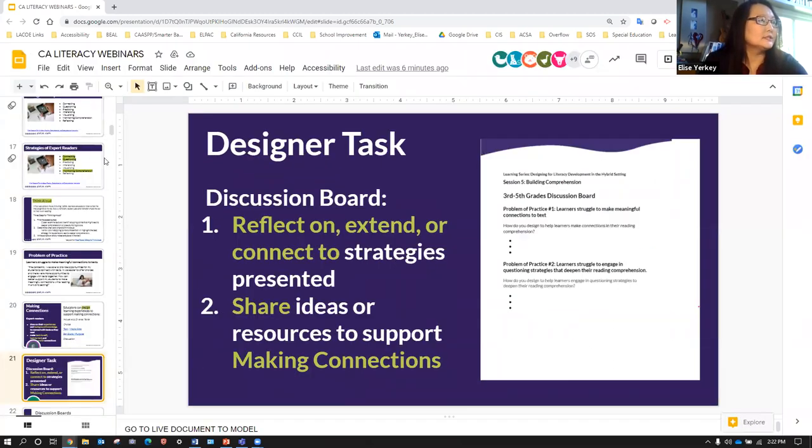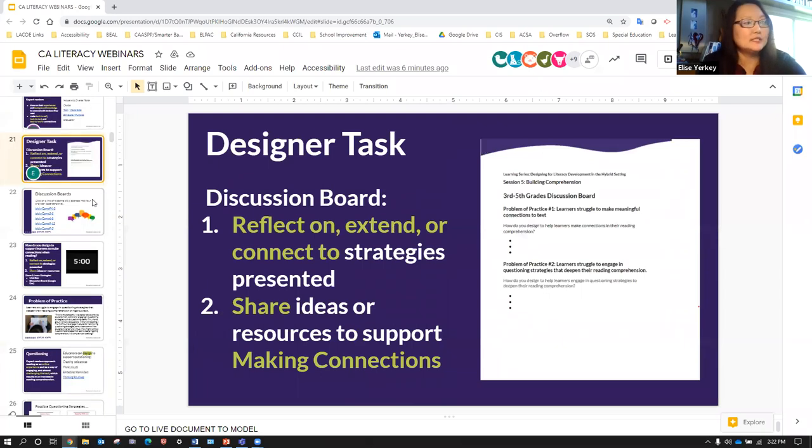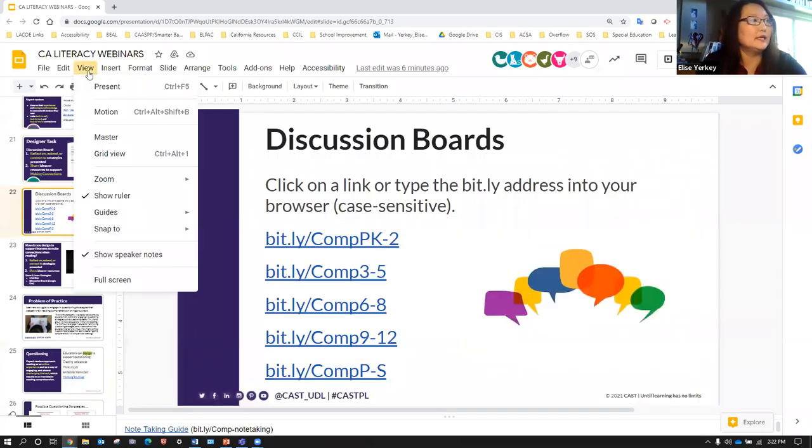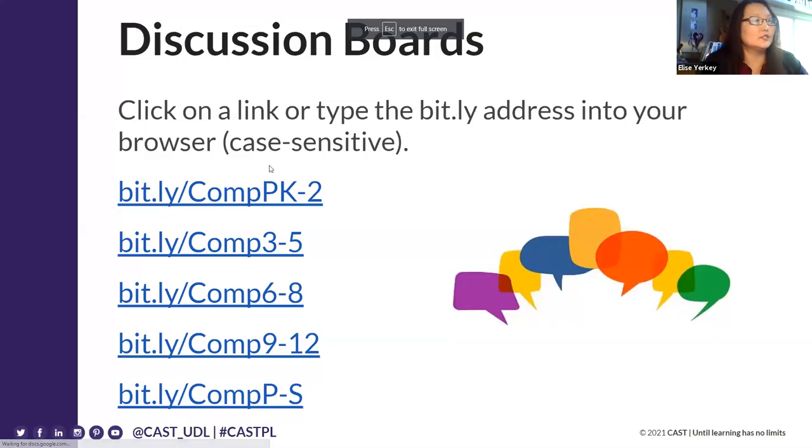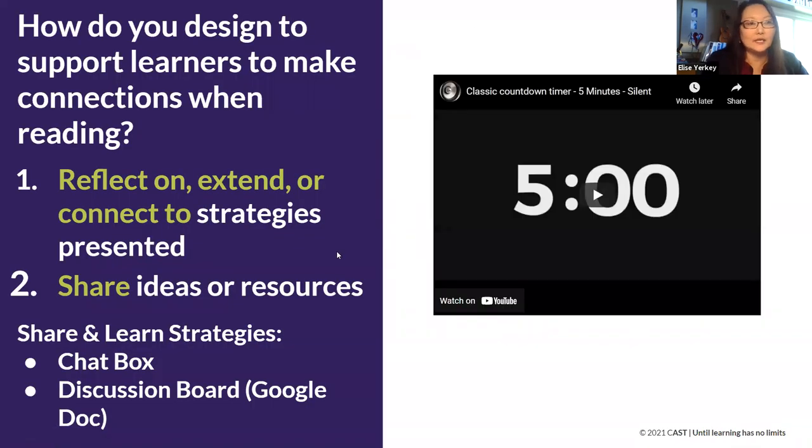And on this next slide, you will see the links to the discussion boards that Becky and Shamryn are going to go ahead and paste into the chat. And they're divided by grade span. So there's preschool through second grade, third through fifth grade, sixth through eighth, ninth through 12th, and post-secondary. So please choose the board that most aligns with your audience. And we're going to give you about 5 minutes to go ahead and populate that board, starting now. Thank you.